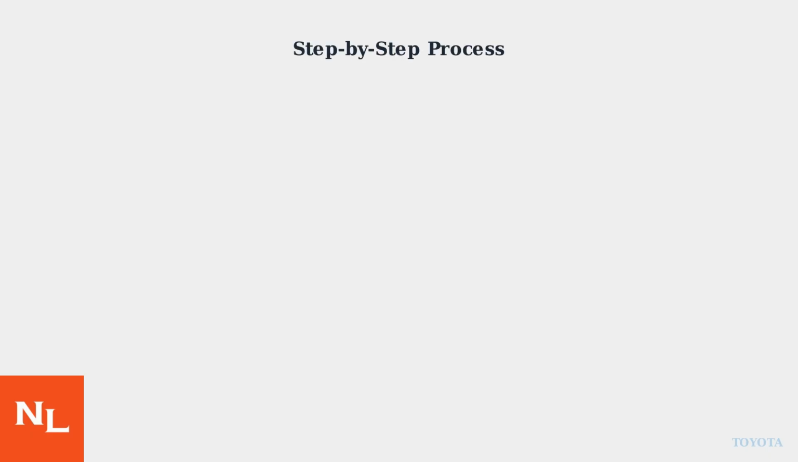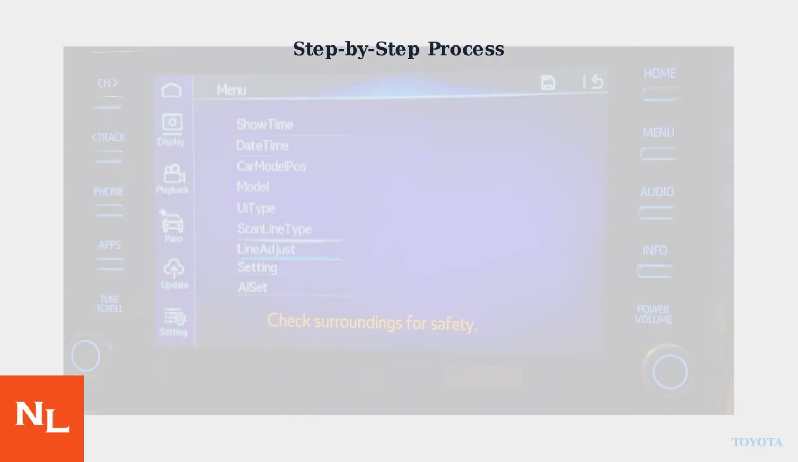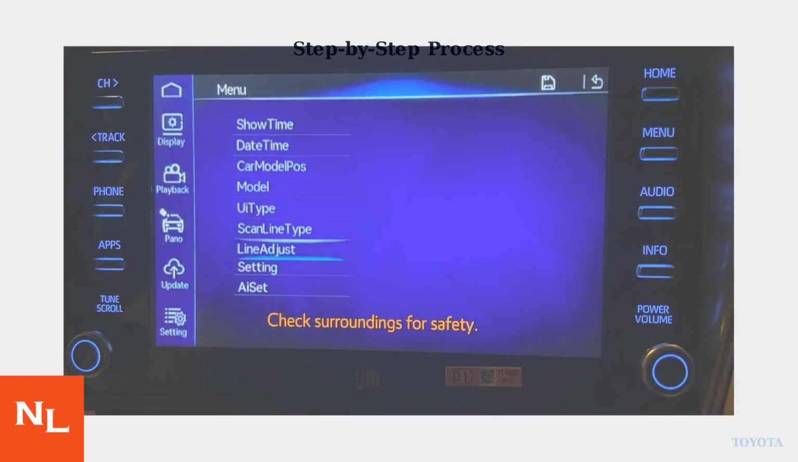Let's walk through the process step by step. First, start your vehicle and ensure the multimedia system is fully loaded. Step 1. Access the main settings by tapping the settings or gear icon on your home screen. You'll see a screen similar to this, with various system options available.